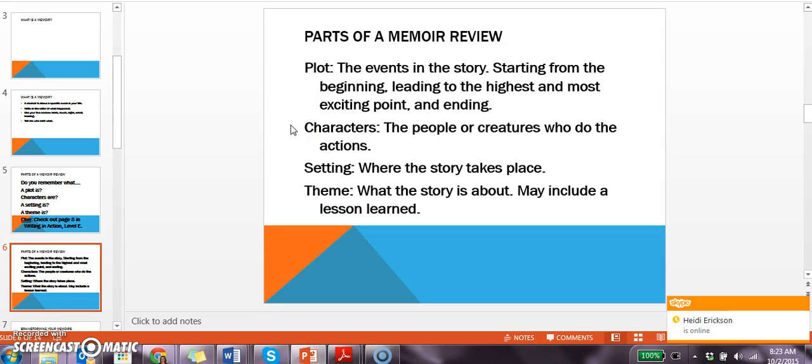Characters. So the characters are the people or creatures who do the action. So who was involved in your memory that you will be writing about. And then the setting. Where does the story take place? Is it at your home? Is it at your favorite vacation spot? Is it at a relative's house or a friend's house? Think about where it is.